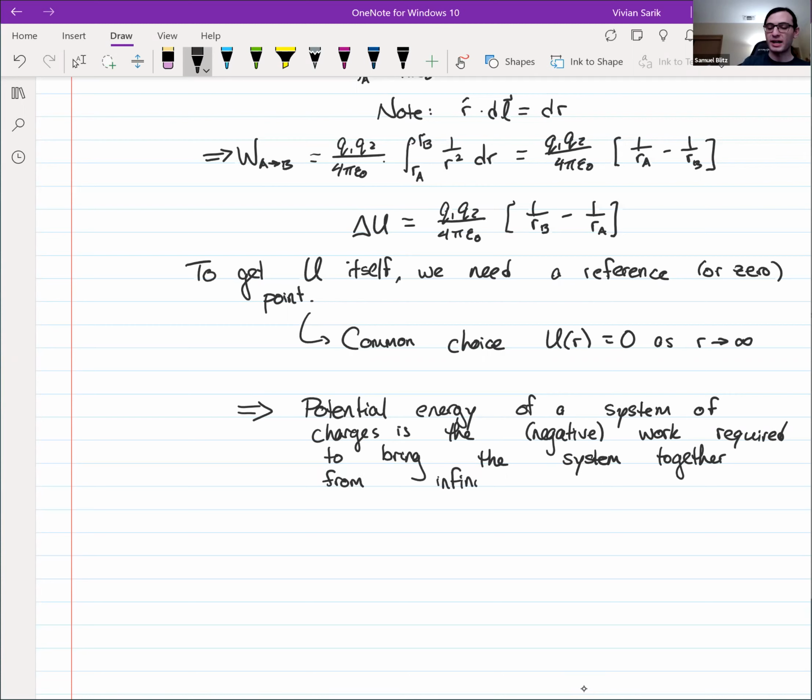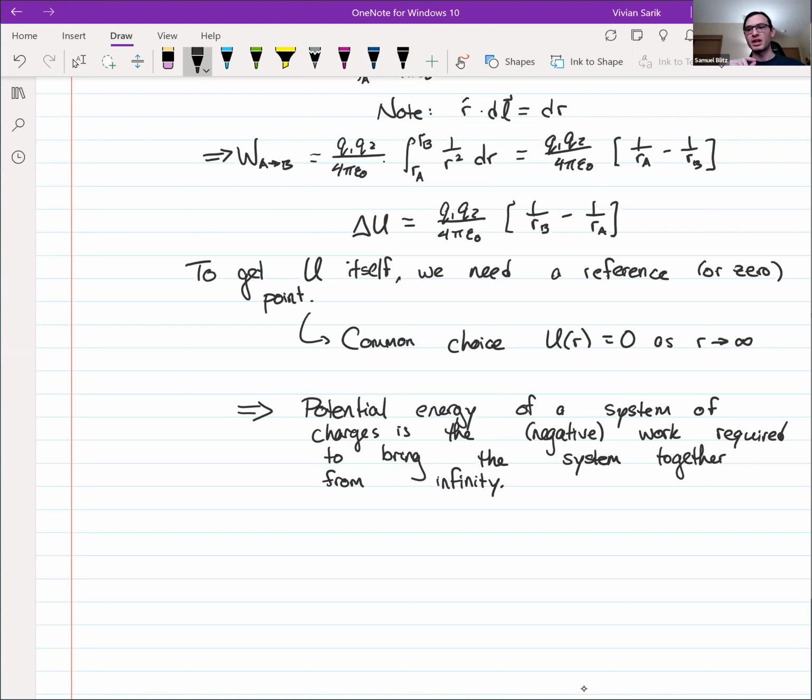So let's say that you had a configuration of like 6 charges all arranged in some fancy way, and you wanted to find the potential energy of that system. Well, what you would do is you would imagine that all of those charges were infinitely far away from each other. They're spread out in the universe, really, really far away. And then you ask, how much work does it take to bring one of them in? Well, that wouldn't take any because it's still infinitely far away from everything.